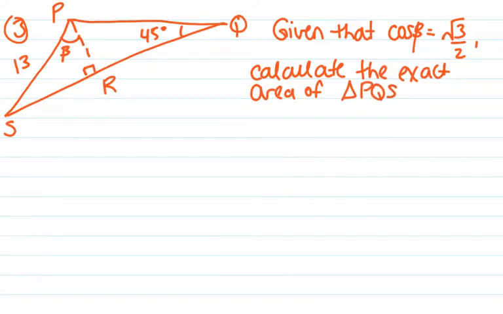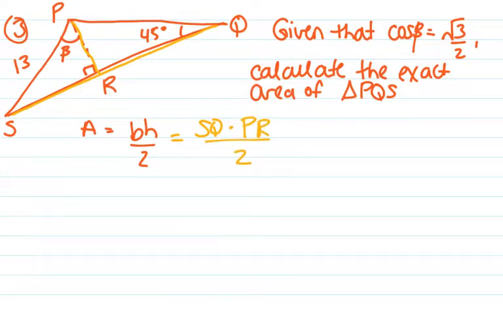All right, so let's first start by recalling the area of a triangle. The area of a triangle equals base times height divided by 2. So my base is SQ times my height, which is PR, divided by 2. Now, SQ is actually 2 sections, which is SR plus RQ, times PR divided by 2. So now I've just broken down my area, and now I know which components I need.